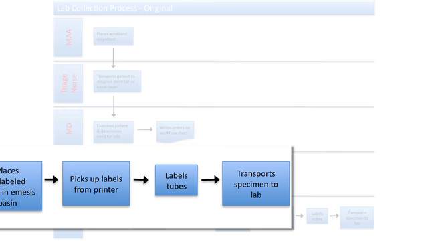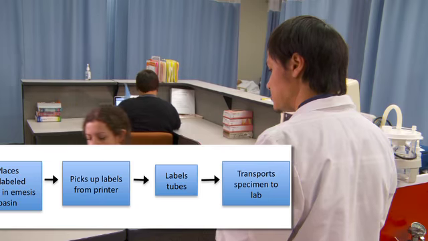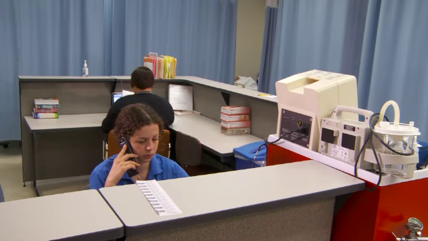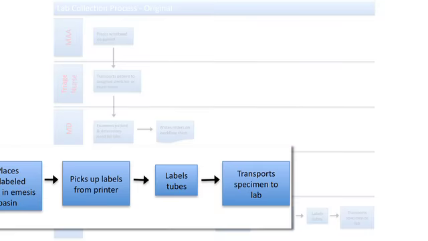Once all labs are drawn, the health tech then goes to the printer, picks up labels that the nurse printed out, and labels the specimen tubes. The labeled specimen tubes are then transported to the lab for processing.